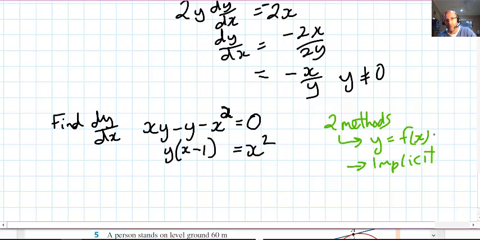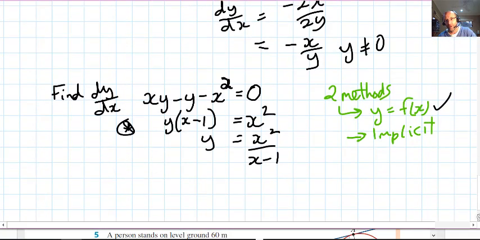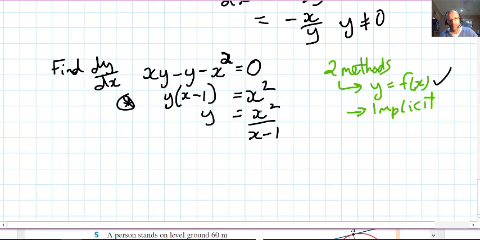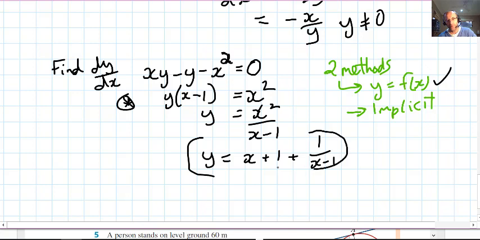So method 1, putting things in terms of y equals f of x, we need to rearrange. So I'll do that first here. So this is method 1 starting here. So I've started rearranging that, and we've got y equals x squared over x minus 1. And now it's a pretty easy job to take the derivative of that. You've got a choice. You can use polynomial division, and you can get x plus 1 plus 1 over x minus 1 if you want, and then you can find the derivative of that.